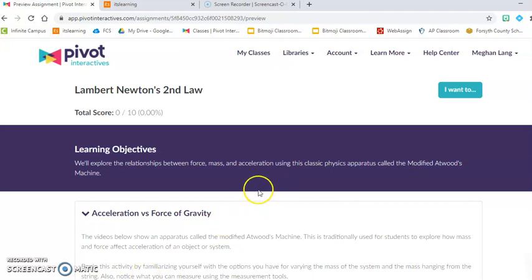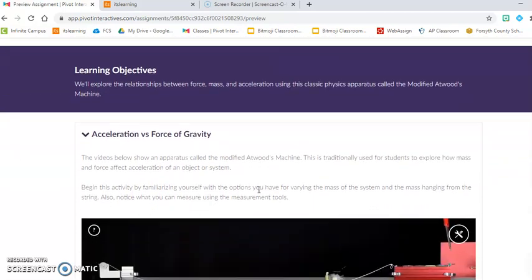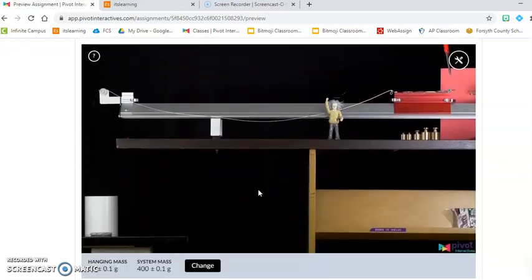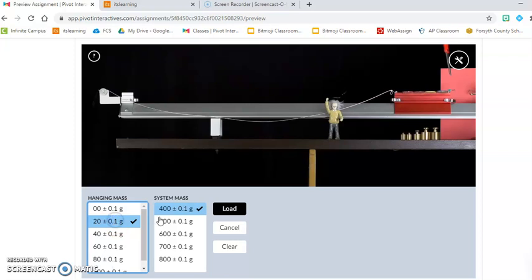Okay, so in this newest lab, you have a video in which you can change the amount of hanging mass. That's the amount of mass that's over here hanging over the side of the table. You could also change the system mass, but the system mass is the mass of the hanging mass plus the mass of the glider, and that's what I want you to hold constant. So the hanging mass can be changed.